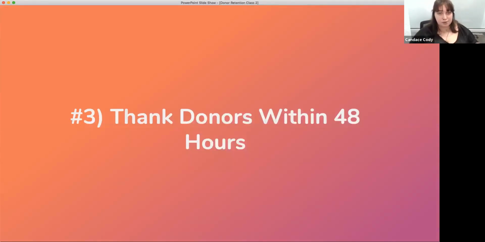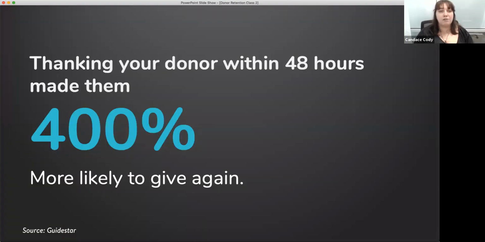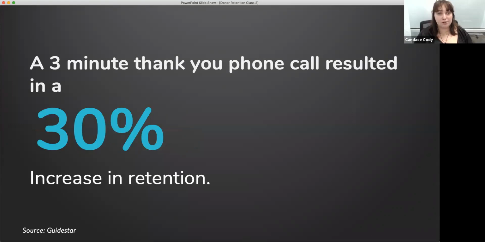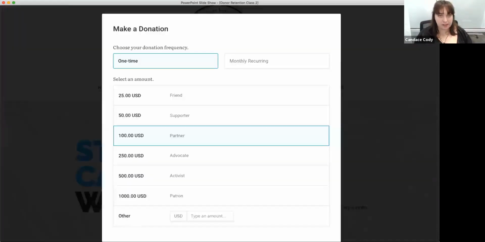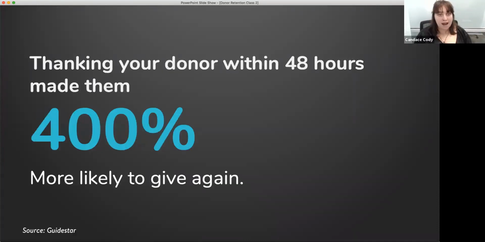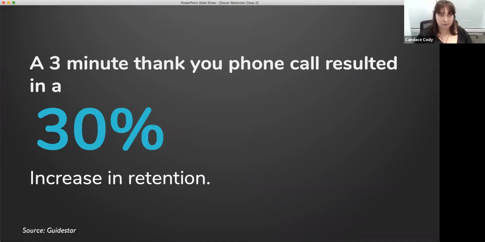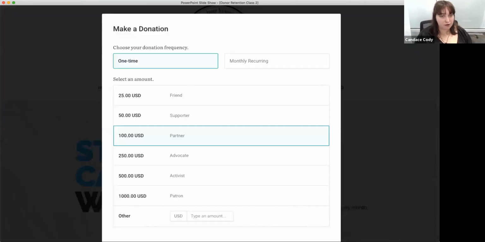This one is super, super practical. Number 3 is thank donors within 48 hours. So thanking your donor within 48 hours made them 400% more likely to give again. And a 3-minute thank you phone call resulted in a 30% increase in donor retention. And this was also within 48 hours. So these are super practical ways and easy wins for you to massively increase donor retention. The easiest way to do this is having a donation form that actually has automated receipts.